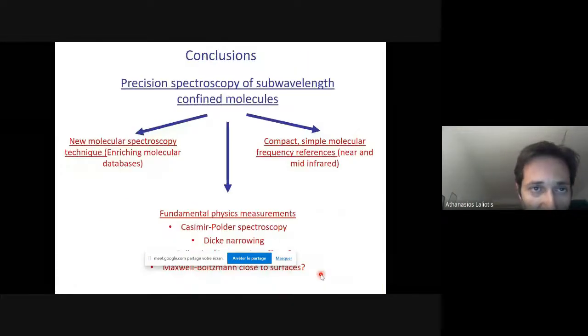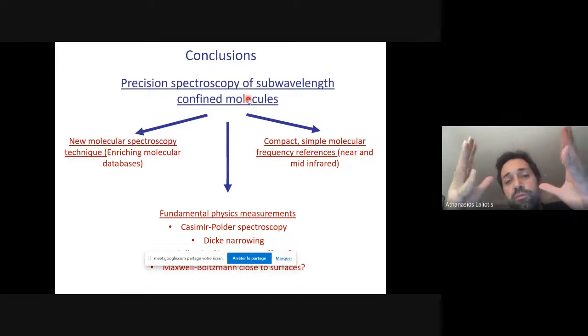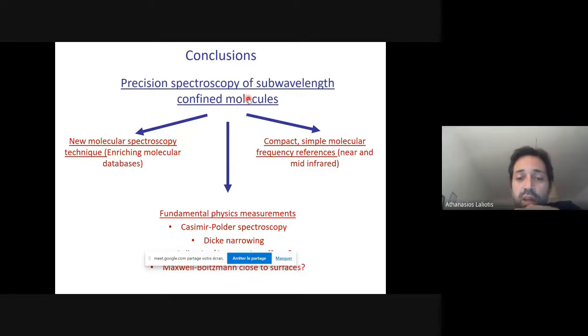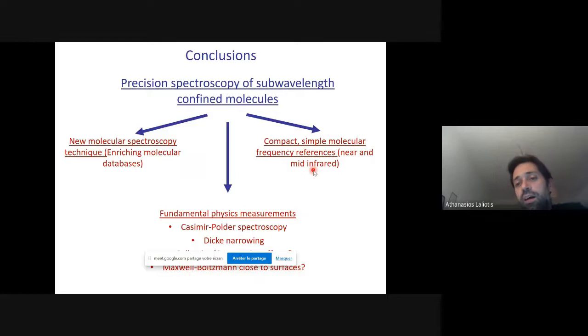So, just to summarize, the spectroscopy of confined molecules in general. Why is it an interesting thing to do? Well, I think it's interesting because you can get information about molecular spectroscopy, about the molecules themselves. You can get information about fundamental physics and the physics of molecule-surface interactions. We can also use them for applications in compact frequency references based on molecules.